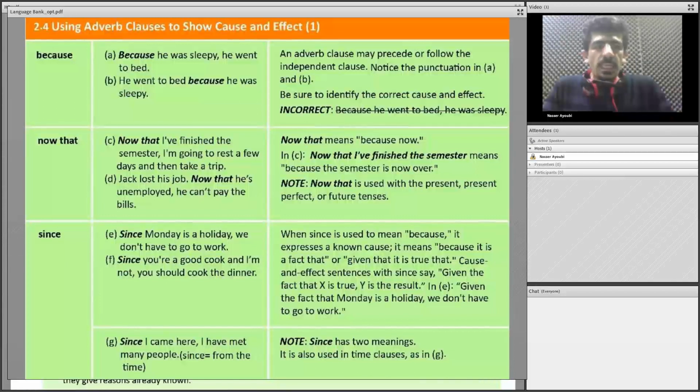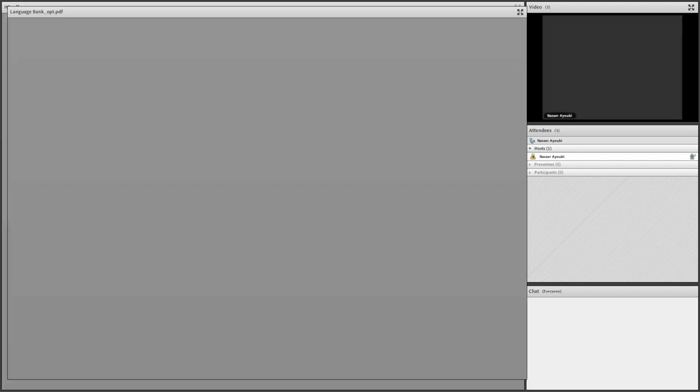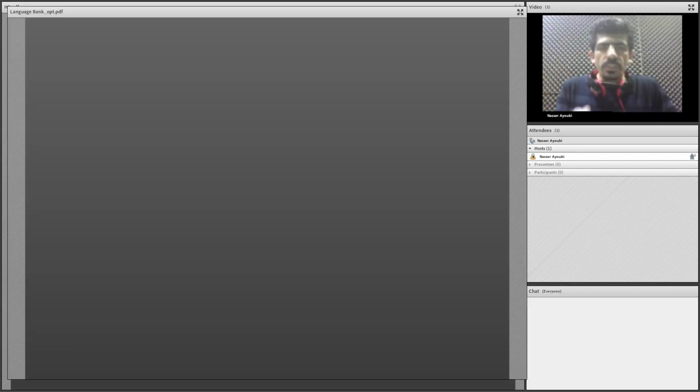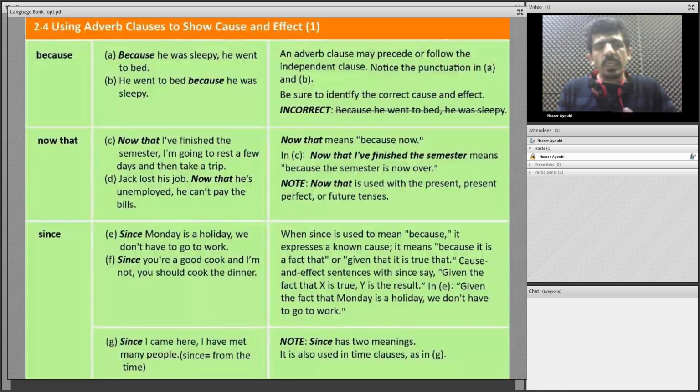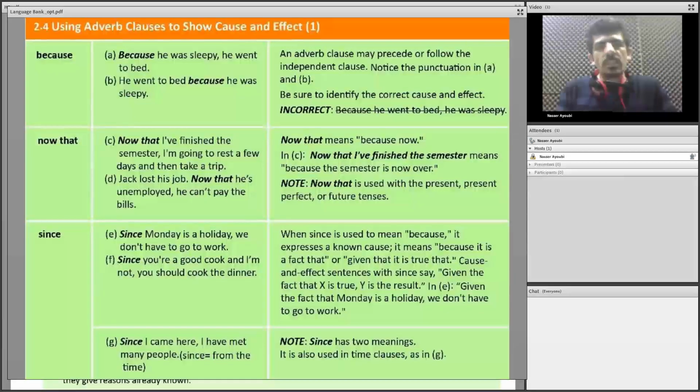In sentence A, the main clause is he went to bed, and because he was sleepy provides an adverb for the main clause, or the independent clause. It is the adverb clause of reason. Because he was sleepy, he went. Just note the punctuation when we change the places of the independent clause and the adverb clause.